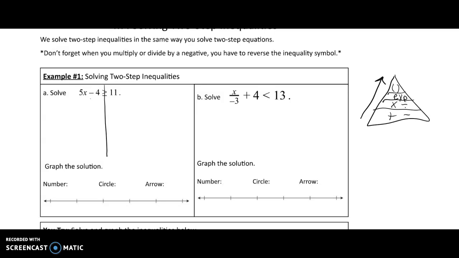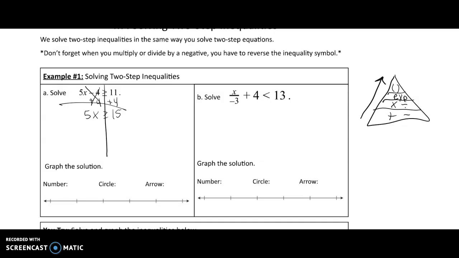So we are going to add 4 to both sides because we need to make this side only our x. So we need to eliminate our negative 4. So negative 4 plus 4 gives us 0, so that cancels, and we have 5x. Bring down our inequality, and then that gives us 15, 11 plus 4.